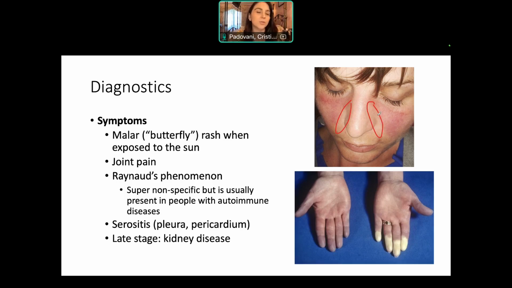You'll see joint pain. Again, that's those immune complexes depositing. You'll see Raynaud's phenomena. We'll talk a little bit more about Raynaud's phenomena, but this is super non-specific. This is not associated. Raynaud's itself can just be a primary disorder. Like you can have primary Raynaud's, where that's the only thing you have.